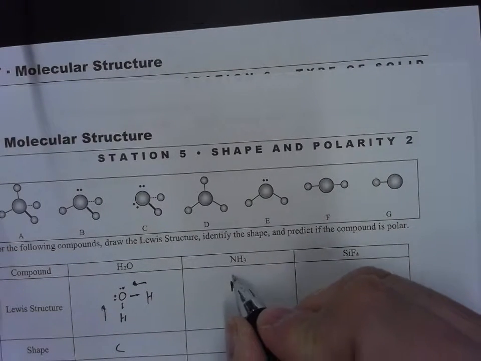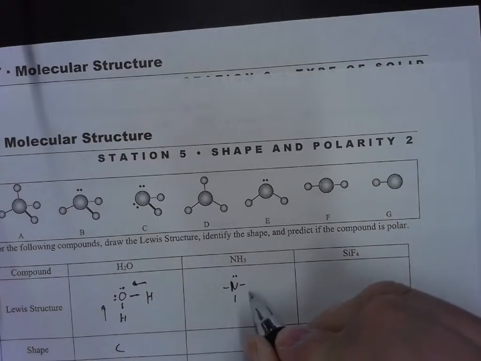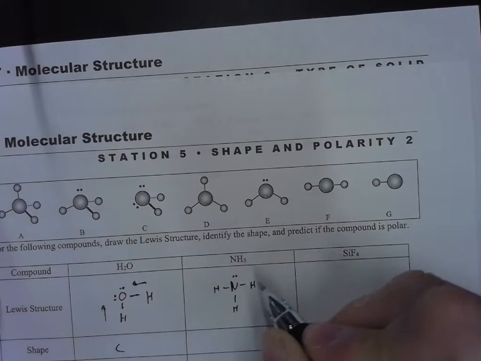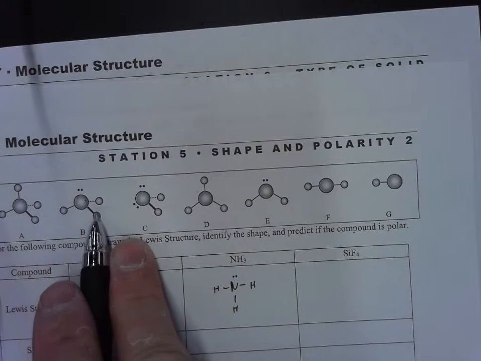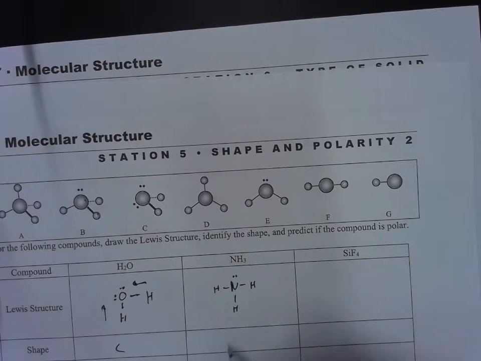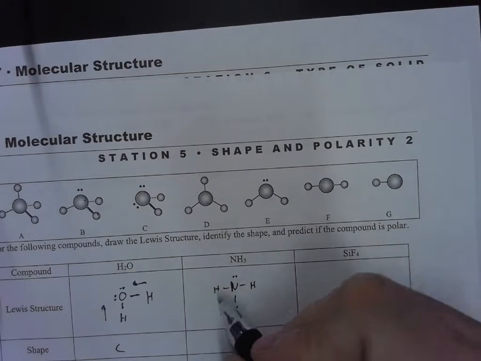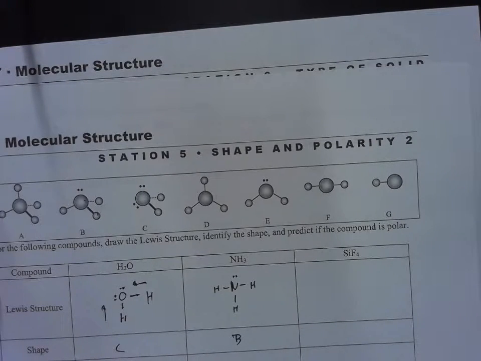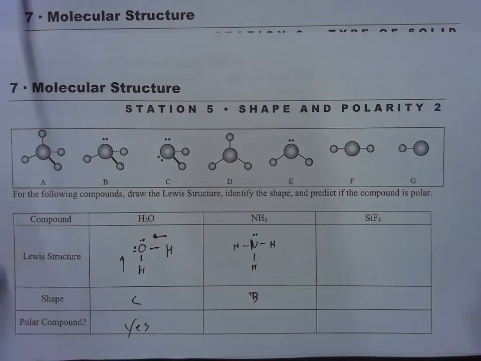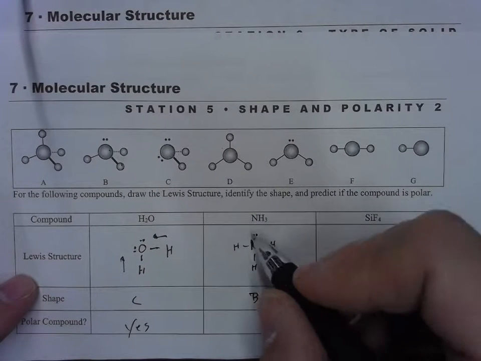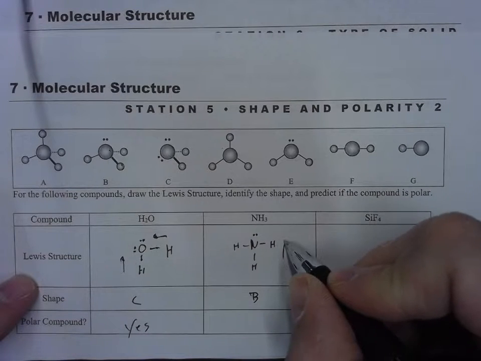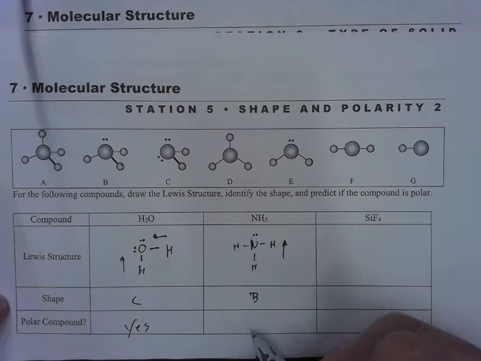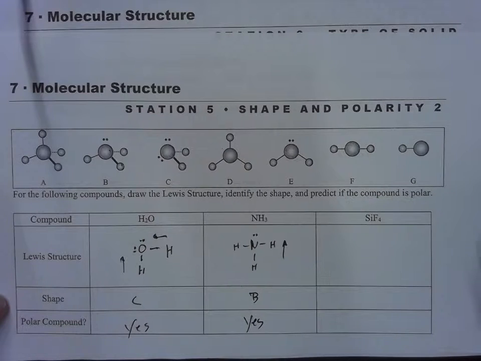NH3 looks like this. Well, first of all, what shape is it? It's the only shape that's got 3 legs and a lone pair. That's shape B. And is N a strong atom? Yes, it is. So N is pulling all the electrons toward it, in this direction, towards N. Is it polar? Yes, it is polar. All the electrons are being pulled towards N.